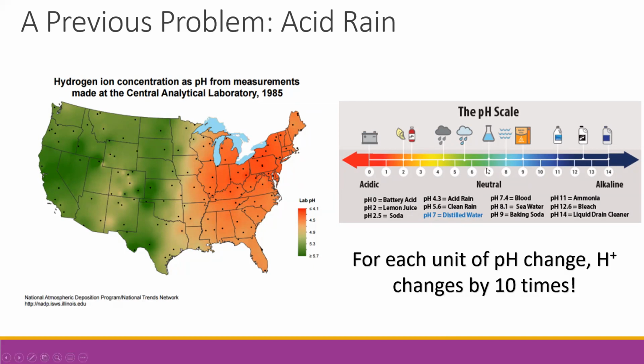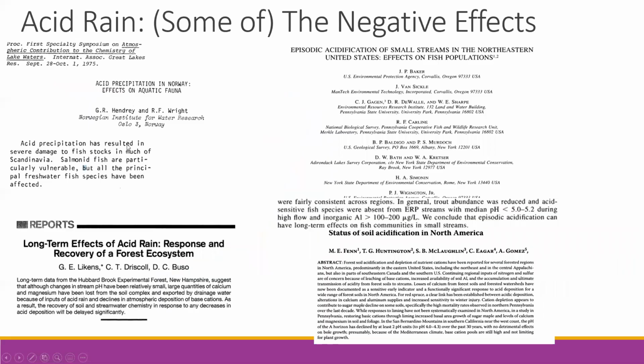Neutral water has a pH of 7, and as the number gets lower, your sample becomes more and more acidic. It's also important to point out that it's on a log scale, meaning that a pH of 4 is 10 times more acidic than a pH of 5. So the eastern United States in 1985 was 10 times more acidic than the western United States. And this was causing many significant ecosystem problems, both in the Adirondacks and many parts of the globe.